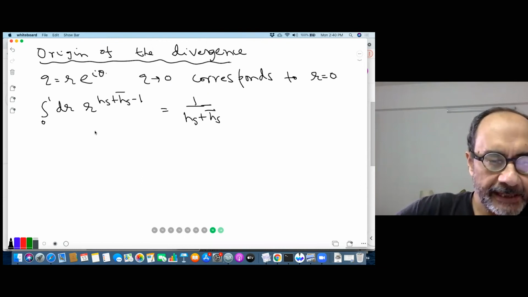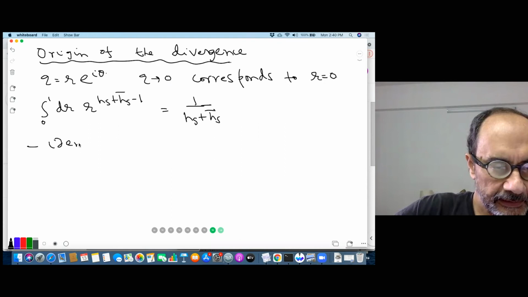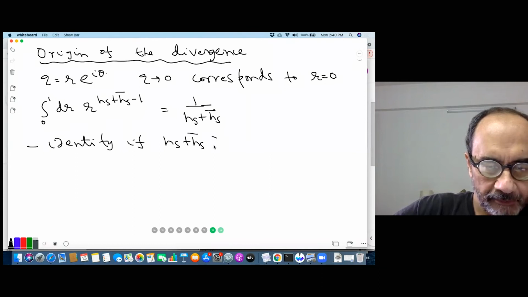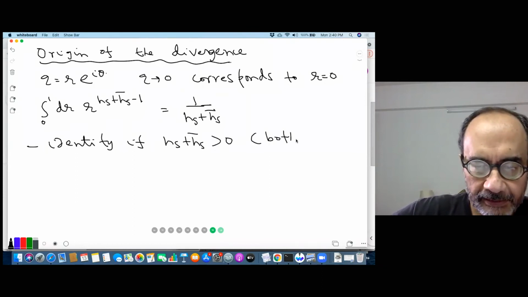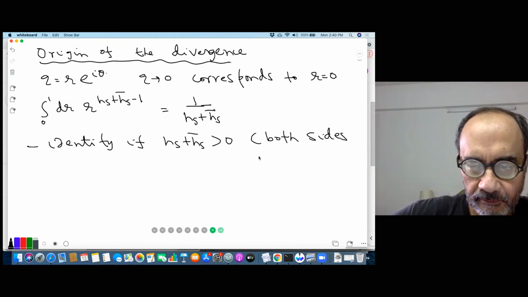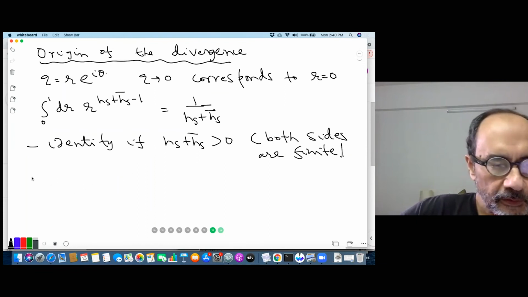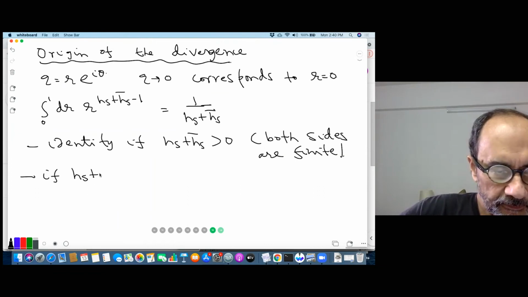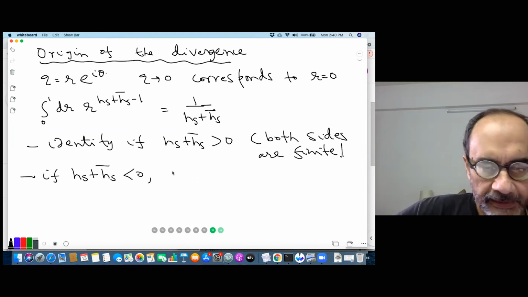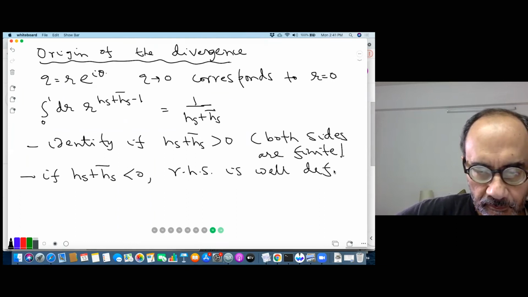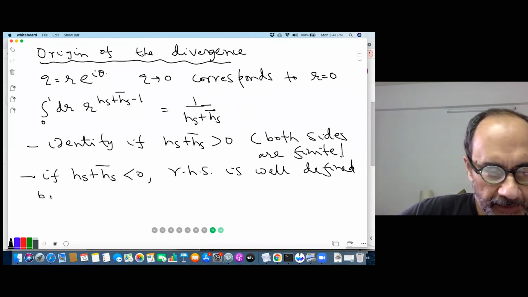So this is an identity if hs plus hs bar is positive. Here both sides are finite, so no confusion. If hs plus hs bar is negative, then the right hand side is well defined, but the left hand side is divergent.